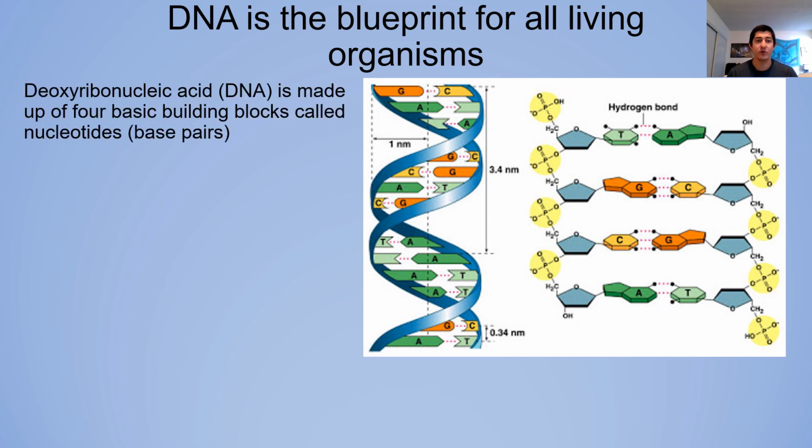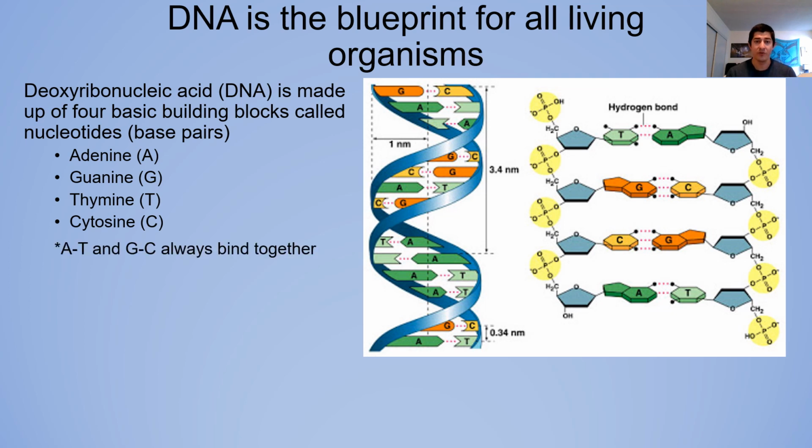So DNA stands for deoxyribonucleic acid, and we can see here it is this double helix structure, kind of like a twisted ladder. And it's made up of these four basic building blocks called nucleotides, or base pairs. These nucleotides are adenine, guanine, thymine, and cytosine, which are represented by the first letter of their name. And you can see that in the picture there are A's, T's, C's, and G's. One important thing to note is that adenine and thymine will always bind together, and cytosine and guanine will always bind together, so you'll never see an AG or an AC binding.